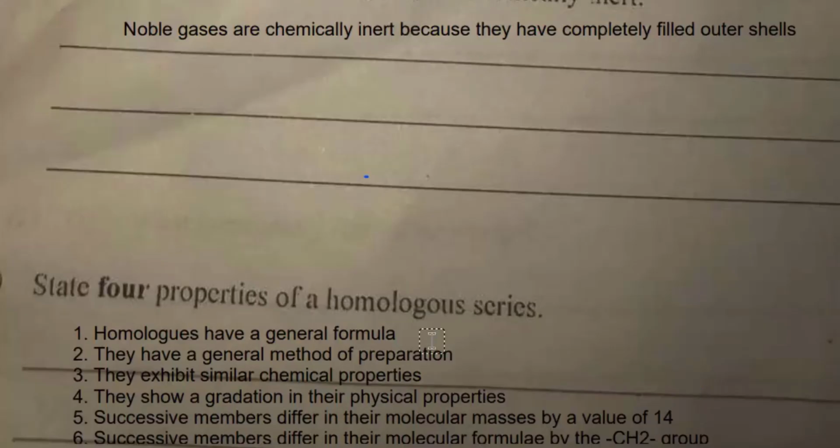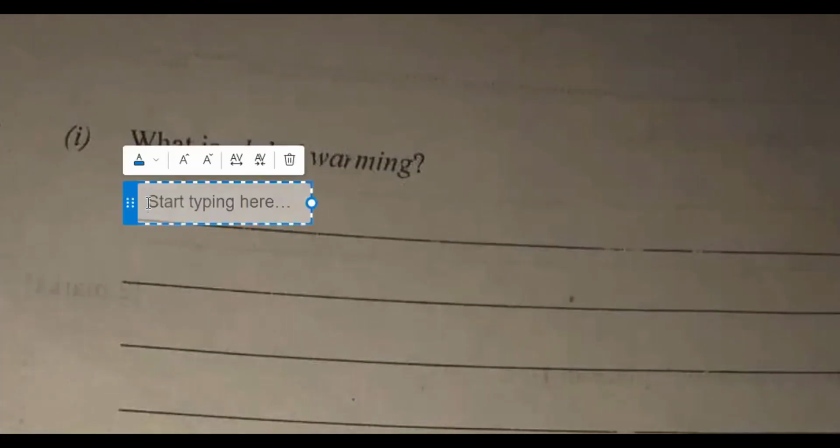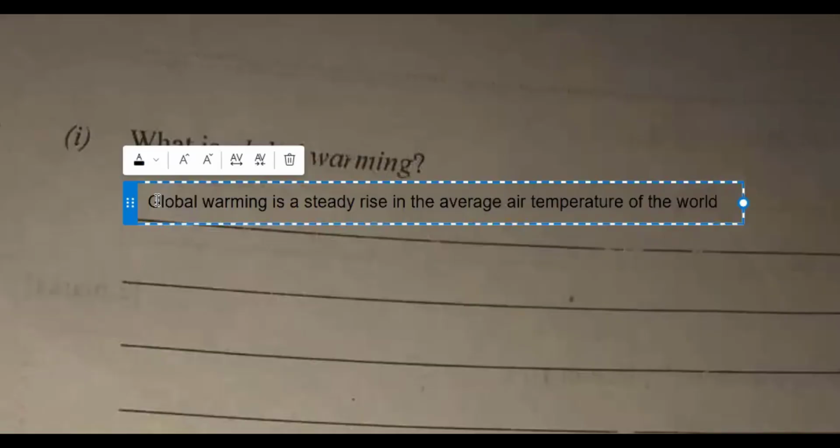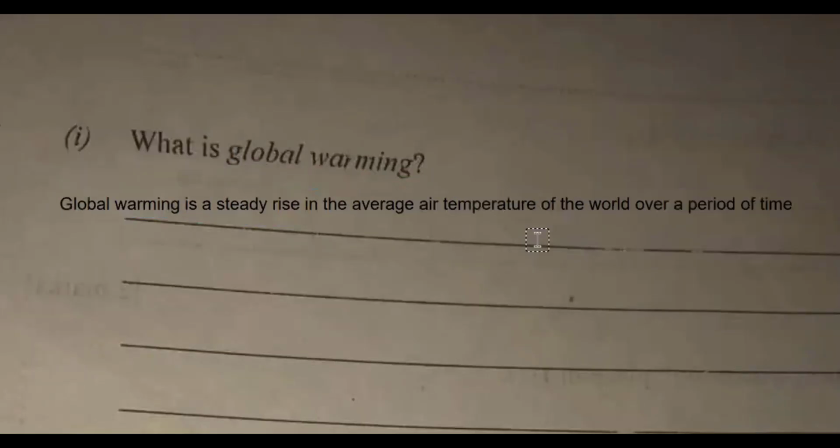All right, so let's move on to the next question. That's question 1H. Sorry, 1I, because this is G and this is H. So what is global warming? We have global warming every day, and we see the consequences of global warming all around us, like climate change, which is seen in form of famines, in form of flooding, and the rest of them. So what is this global warming? Global warming is a steady rise in the average air temperature of the world over a period of time. What causes this global warming?